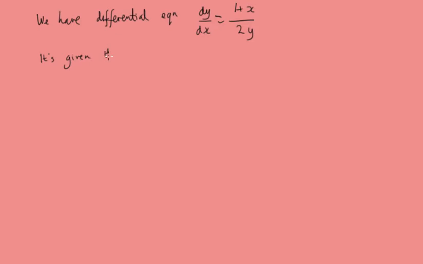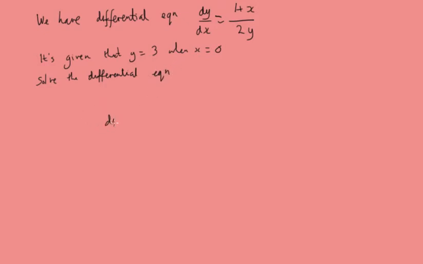So we have a differential equation, dy by dx equals 1 plus x over 2y. It's given that y equals 3 when x equals 0. Solve the differential equation.